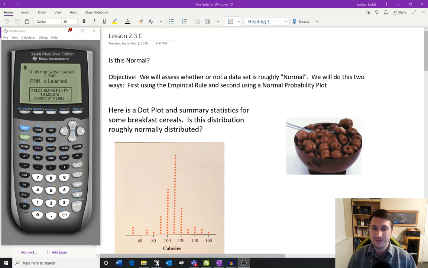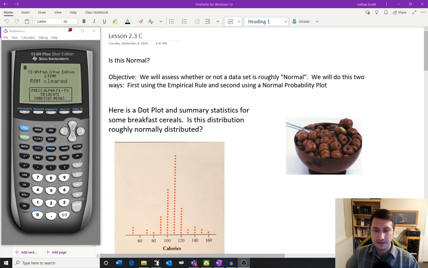So our objective: we will assess whether or not a data set is roughly normal. Again, it doesn't have to be perfect. And we will do this two different ways. First, we're going to use the empirical rule, the 68, 95, 99.7 rule. And the second way is with a normal probability plot. We'll get to what that is in a minute.